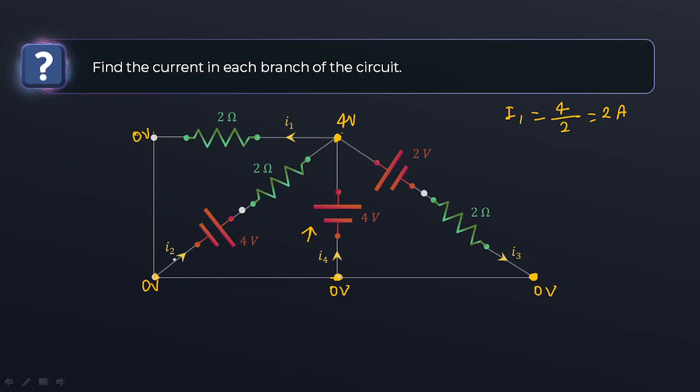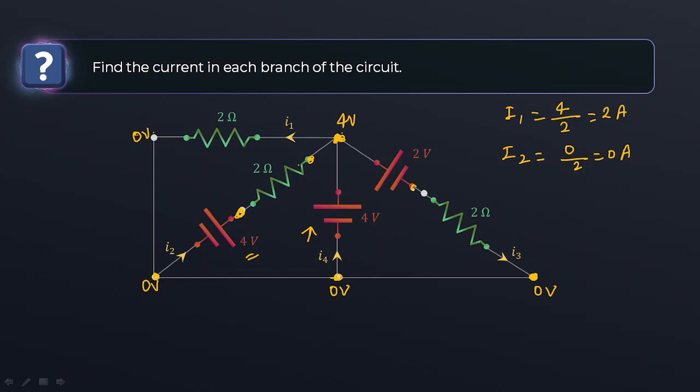Now I2 will be how much? So 0 volt, and this is 4 volt. So when we cross the battery, here it will be 4 volt. Now across the resistor, both points have the same potential. So can I say I2 will be equal to delta V, which is 0, by 2. So that will be 0 ampere, right?